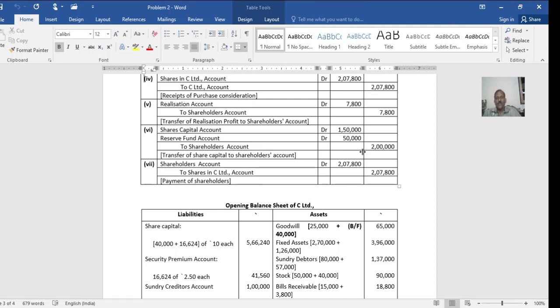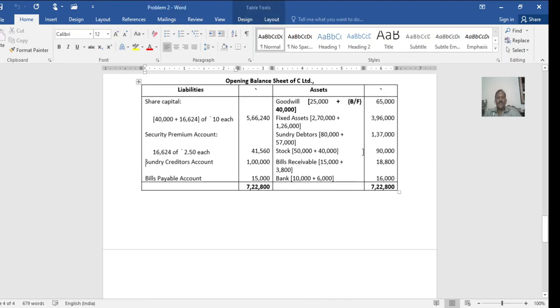Then transfer all shareholders items to their account. There are two items on the liability side, in this credit balance. To transfer, give debit to them. Share capital account debit, reserve fund account debit 1,50,000 to shareholders account 2 lakh. Transfer of share capital to shareholders account. Shareholders account credited now with 2 lakh, and profit again credited 7,800. 2 lakh 7,800 is due, and it is settled by giving the shares, and the exact amount tallies with the purchase consideration account. Then you are asked to prepare balance sheet.